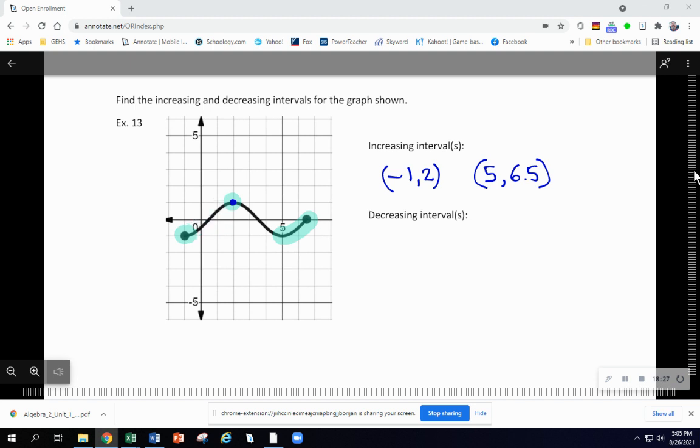Okay, let me erase those. And we're going to move on to the downhill or decreasing sections. I'll do those in pink. So there's only one. It's from an x value of 2 to an x value of 5. And once again, you don't count the endpoints, so we're going to use round parentheses.